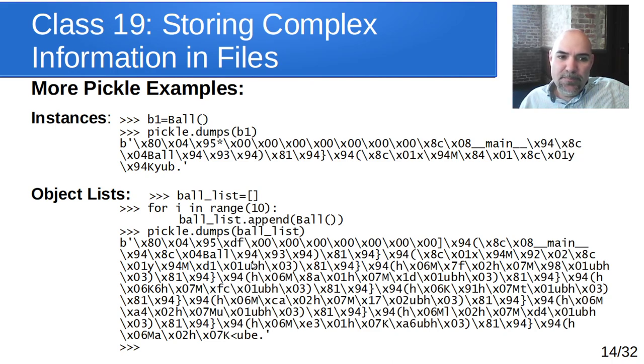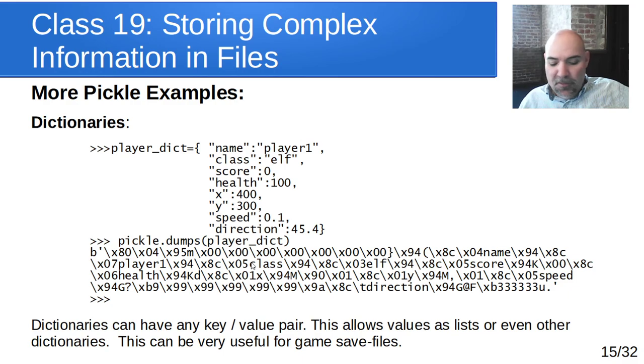And the final one that's particularly useful here, I mentioned dictionaries being pickleable. Here's the player dictionary, where we have the name of the player, their class as an elf, their score, their health, their X and Y position on the screen, their speed, their direction, whatever. But you can basically just use pickle.dumps on that, and it will pickle that whole thing. And then if you unpickle that, you'll get back all of the same things in the same places that you did. And notice in this case how much easier that is than what we had to do with our objects for our from file and to file in our tile-based system.